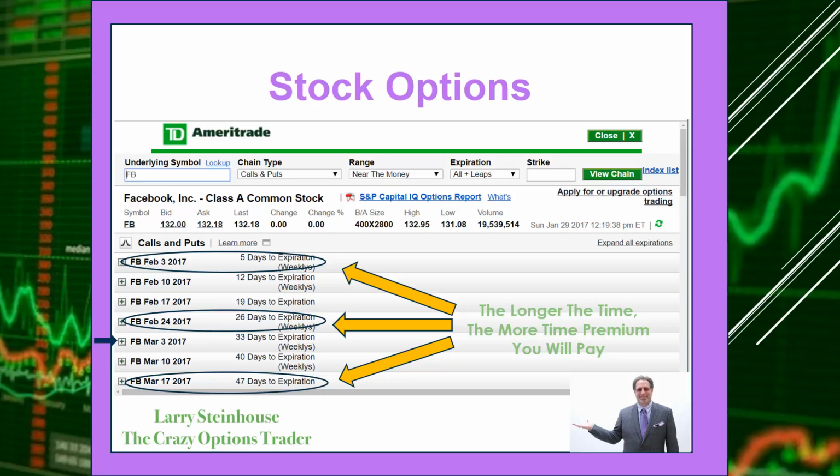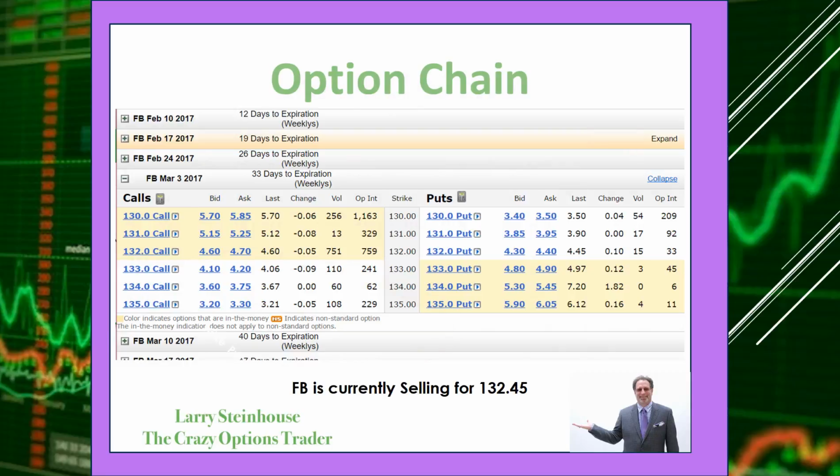Okay, now if you were to click this button, see the plus sign right there on this option? If you click that button, it'll expand. And when it expands, it looks something like this. All right? And then you see you have a bunch of things here. One side says calls, one side says puts. We're going to concentrate on the call side right now. And that's what we're going to talk about right now.